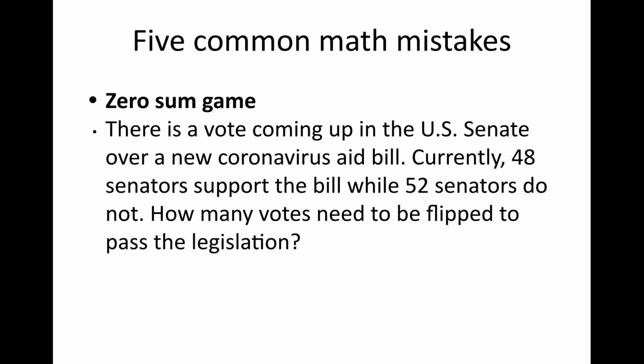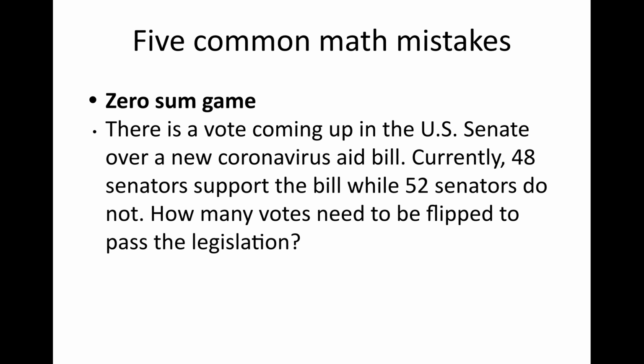to another. So let's say in our hypothetical situation here, we have a vote coming up in the US Senate over a new coronavirus aid bill. We have 48 senators who support the bill, 52 senators who do not. How many votes need to be flipped to pass the legislation?